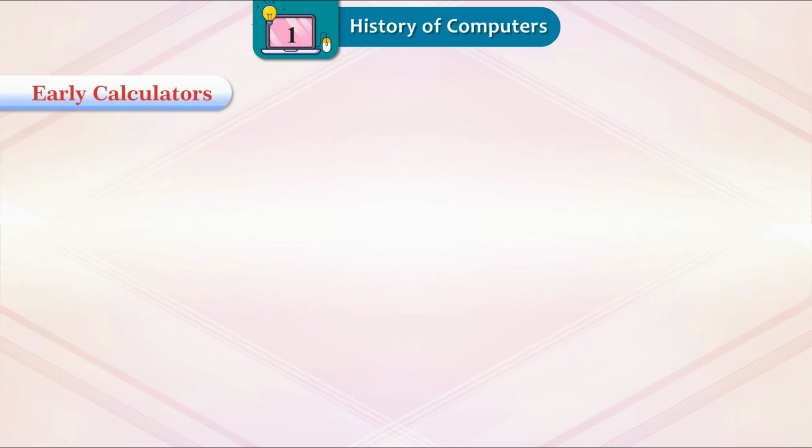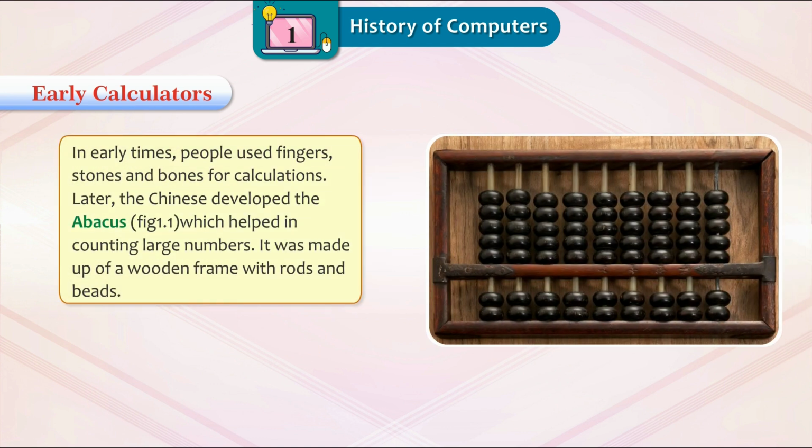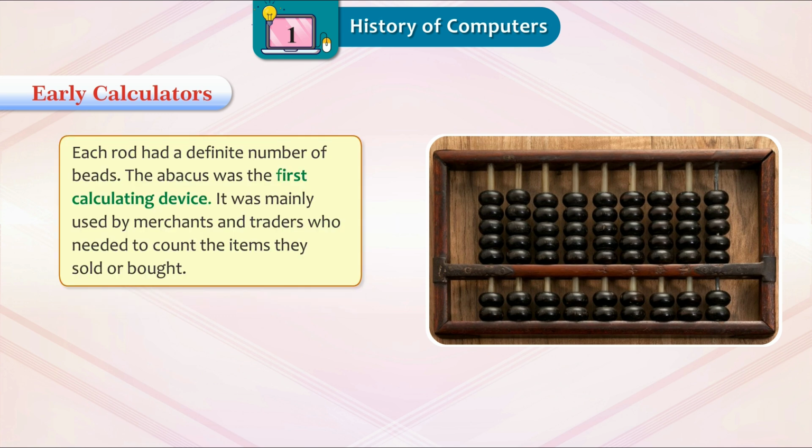Early calculators. In early times, people used fingers, stones and bones for calculations. Later, the Chinese developed the abacus. Look at figure 1.1, which helped in counting large numbers. It was made up of a wooden frame with rods and beads. Each rod had a definite number of beads. The abacus was the first calculating device.